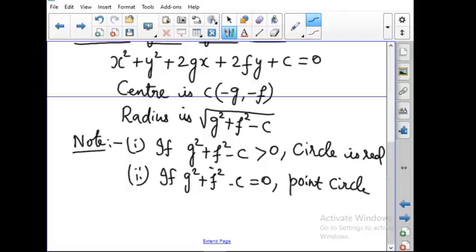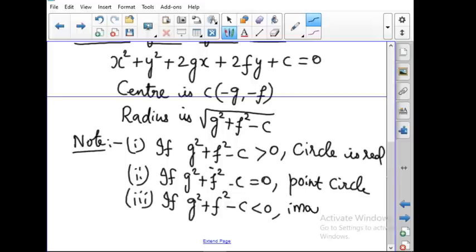That is, the radius will become 0, so it represents only a point. So it is known as a point circle. And if it is greater than 0, it is real. So the third note: if it is less than 0, what will happen? It is an imaginary circle. That's all.